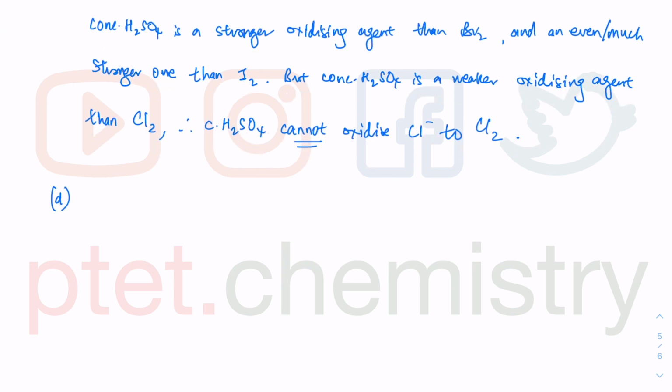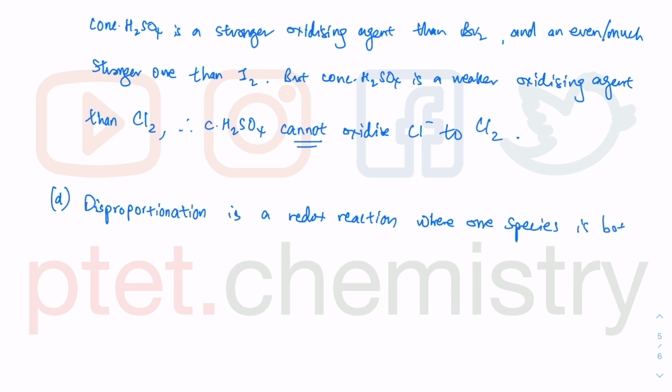Part D is asking you to state what is meant by disproportionation. Earlier I talked about it when I talked about Cl2 dissolving in water to give you HCl and HClO. We know it as a redox reaction, like that chlorine earlier, where one species is both oxidized and reduced in the same reaction. Usually one species gets oxidized and another species gets reduced, but disproportionation is where one species gets both oxidized and reduced in the same reaction.